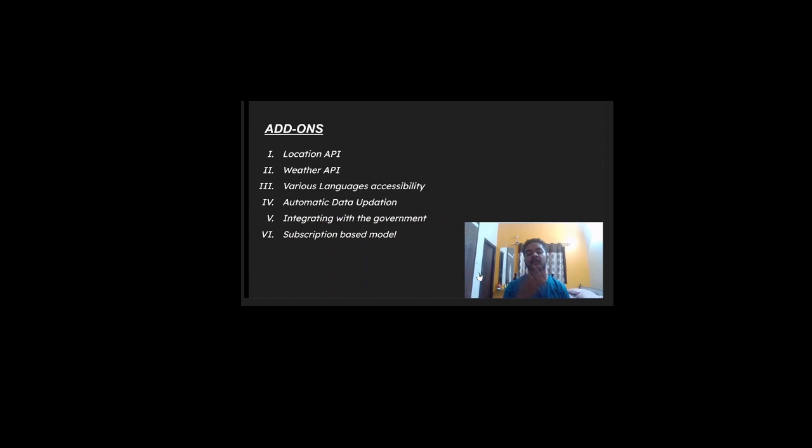Another feature would be automatic data updation. When a farmer enters the parameters, these parameters will be automatically added to our data set, which will be further used to train the model and for prediction, by which we can increase the accuracy of our model. And another thing is we can integrate with the government to reach as many farmers as we can.